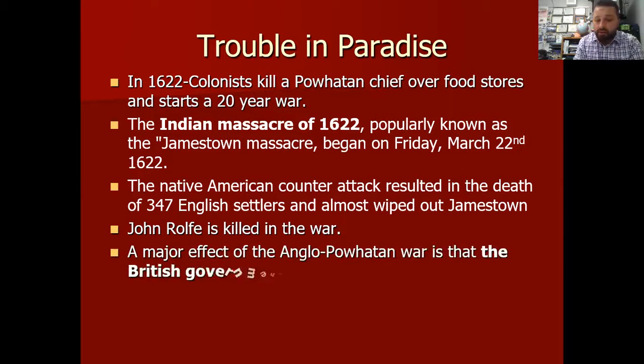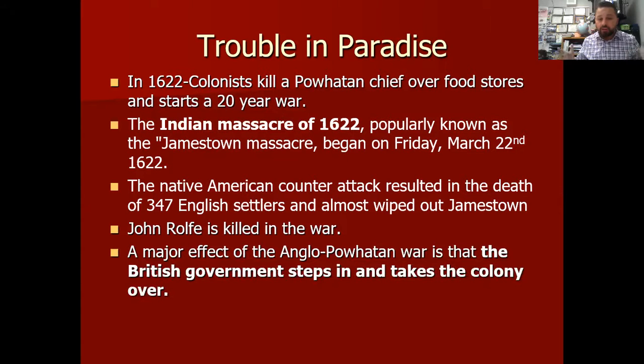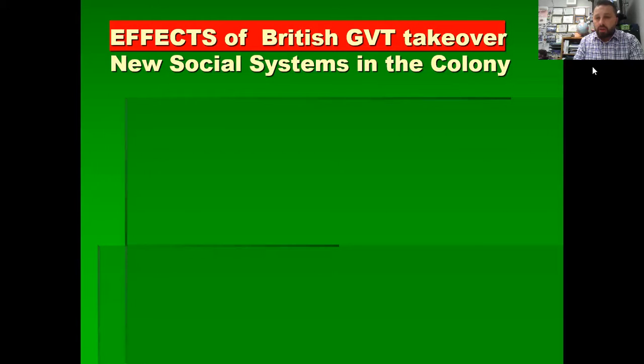The big effect of the Anglo-Powhatan War is that the British government steps in and takes the colony over. It's no longer a private venture. It is now the government stepping in, the King of England, the Parliament of England, and basically they're going to make Virginia what they call a royal colony. We'll talk about the types of colonies here in a little bit. This is an effect. Now remember, I'm talking about causes and effects, right? The big effect of the British government takeover is that they brought in new social systems in the colony.